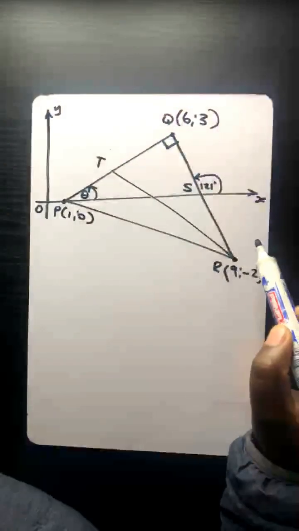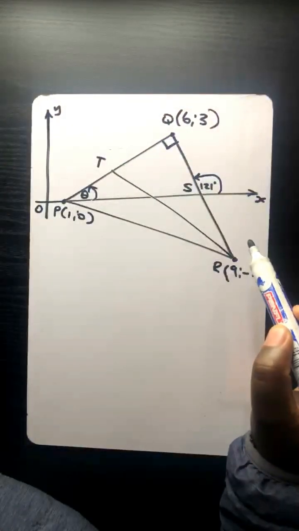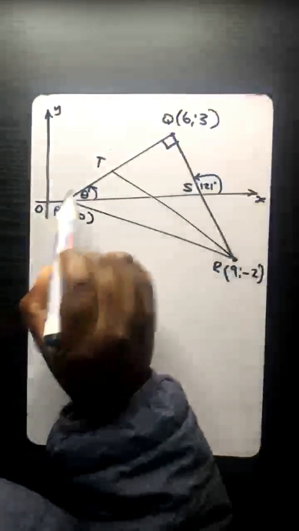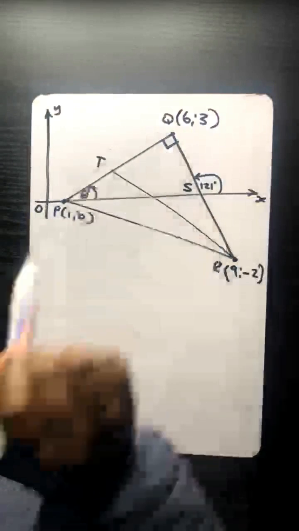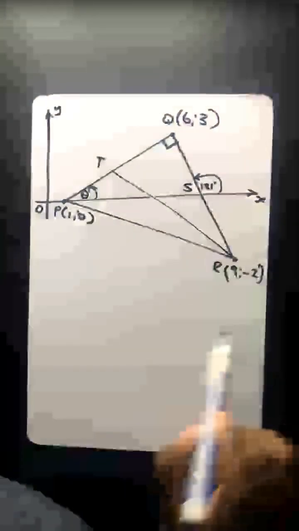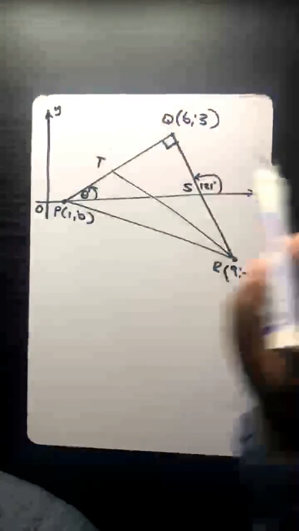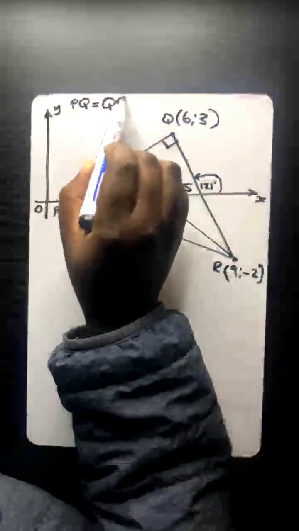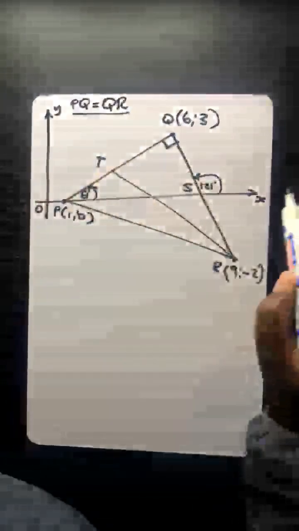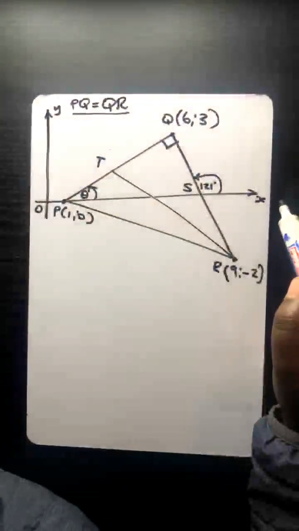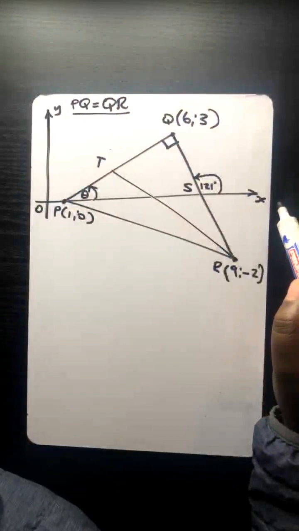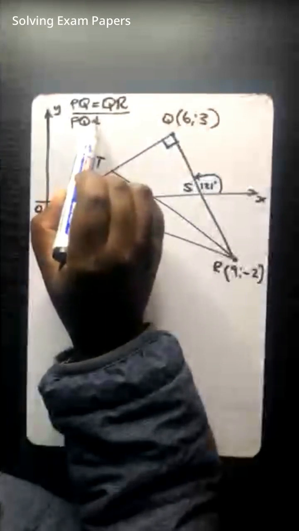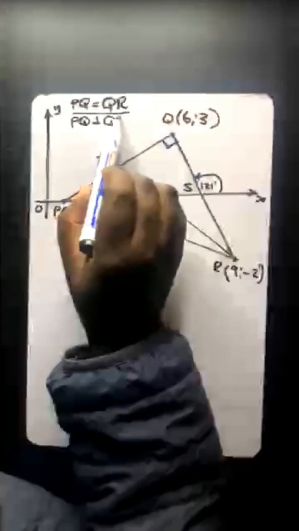Such that PQ is equal to QR. PQ is equal to QR. Okay, just remember that, honorable members. Maybe let's write it there and say PQ is equal to QR. It might come in handy, that info. So let's see. PQ is perpendicular to QR. Another piece of information: PQ is perpendicular to QR.